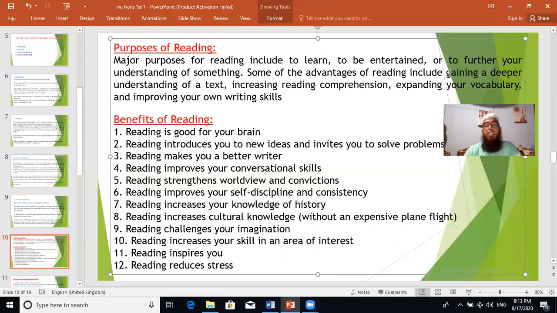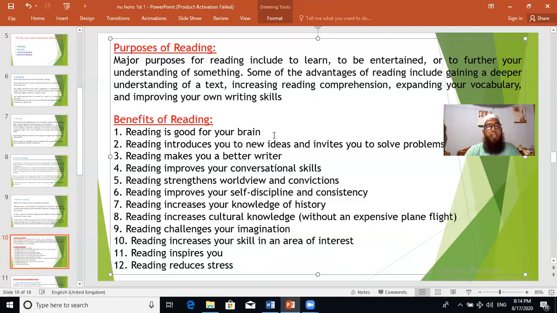Some of the advantages of reading include gaining a deeper understanding of a text, increasing reading comprehension, expanding your vocabulary, and improving your own writing skills. So you see, reading also improves our writing skills because through reading we learn, we enrich our vocabulary, we enrich our knowledge about sentence structure that helps us to improve our writing also. So the benefits of reading you can see at a glance here. There are some benefits of reading. Of course, you know some of the benefits, I think. Check now, match your idea about what the benefits of reading are.